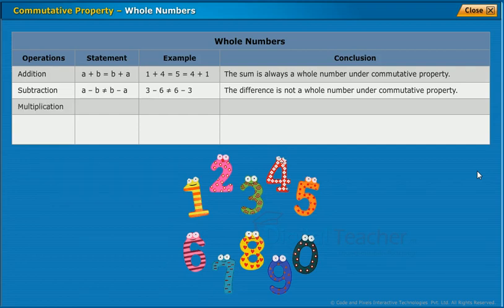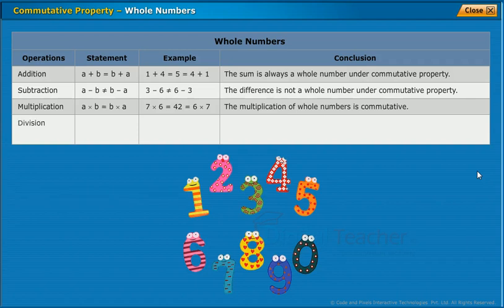Under multiplication, it states that the change in the order of two numbers does not change the result when multiplied. For example, the product of 7 and 6 is equal to 42, which is also equal to the product of 6 and 7. It concludes that the multiplication of whole numbers is commutative.